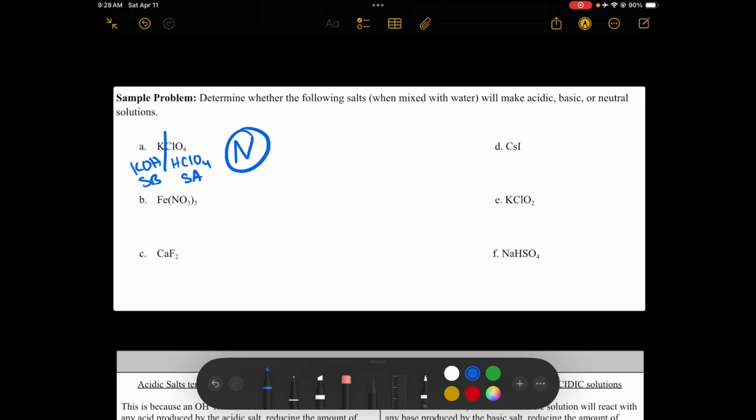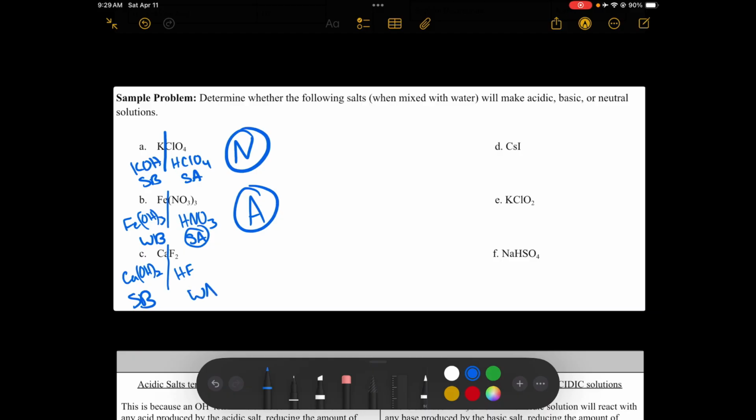Next one, iron 3 nitrate. The base that can produce iron is Fe(OH)3. The acid that can produce nitrate is HNO3. So we've got iron 3 hydroxide, which is a weak base, and we've got nitric acid, which is a strong acid. So we're going to be an acidic salt. Next one, calcium fluoride. We've got Ca(OH)2, and we've got HF. This is a strong base. HF is a weak acid. Therefore, we're going to be a basic salt.